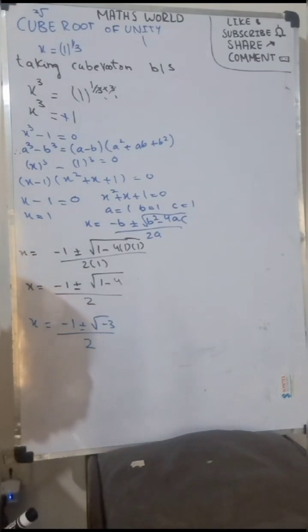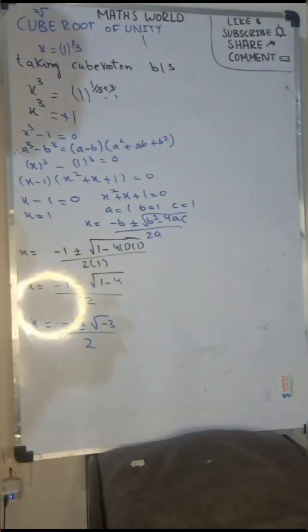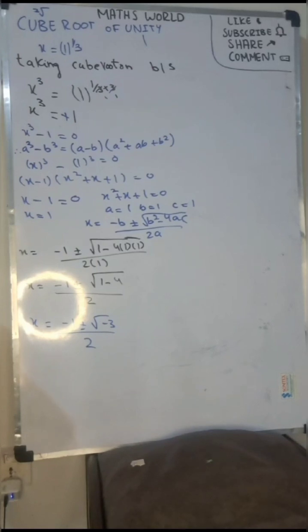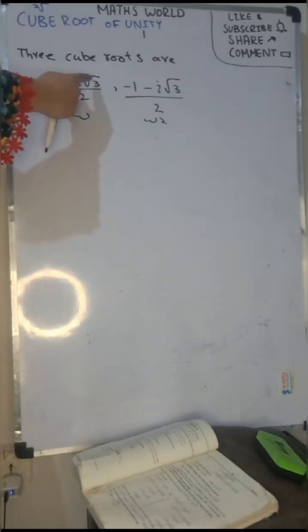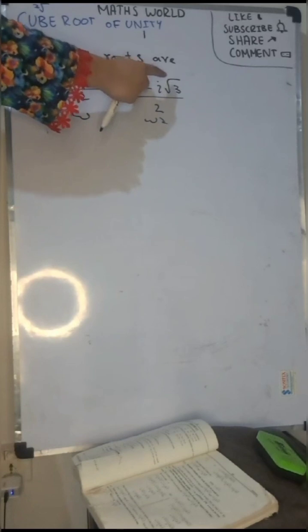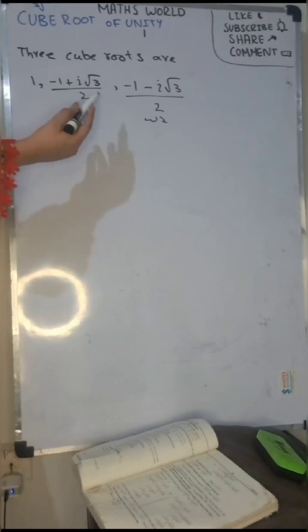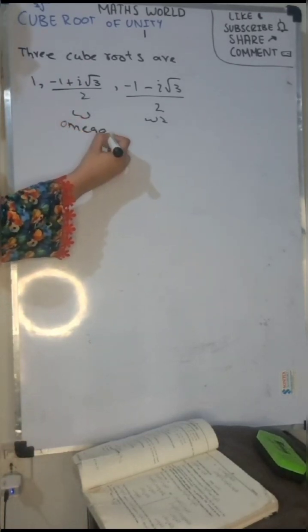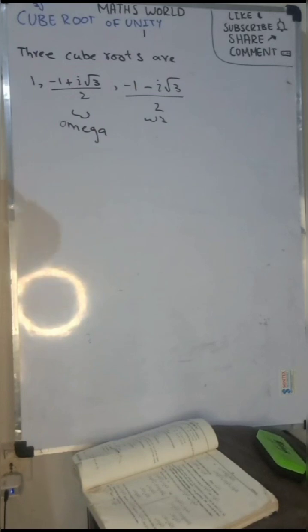Now you are going to denote them with different symbols. If you see here, you have got 3 cube roots: 1, minus 1 plus iota under root 3 by 2, and minus 1 minus iota under root 3 by 2. You will represent minus 1 plus iota under root 3 by 2 by omega, you can write w here, and then omega square is minus 1 minus iota under root 3 by 2. So this is the method to find the cube root of unity.